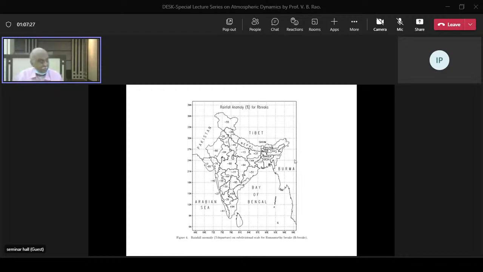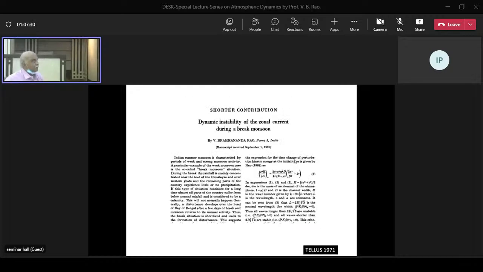See here, this is a Tellus paper. In this Tellus paper, I pose an initial value problem, and it is a very short note. For those of you who want, the people here have my entire thesis on the initial value problem, because many of the books always pose an eigenvalue problem.